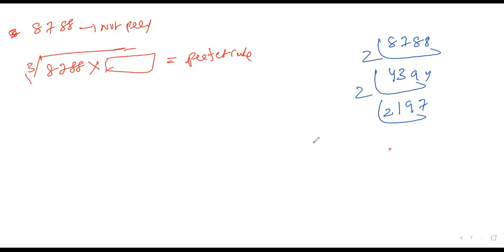8 also not possible. 9, it is not possible. 10, it is not possible. 11, it is not possible. 12, it is not possible. Maybe for 13. Try to check it out. 2197, right? Division by 13. So the 13 table is possible.